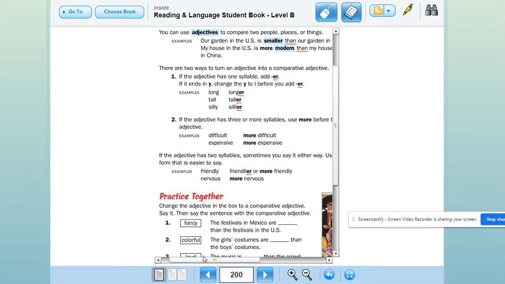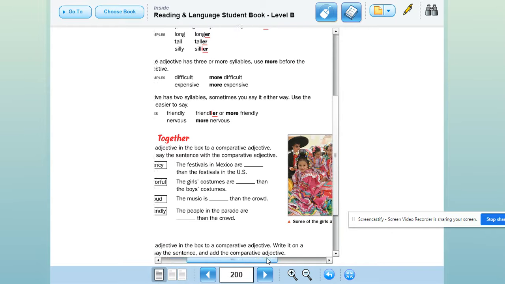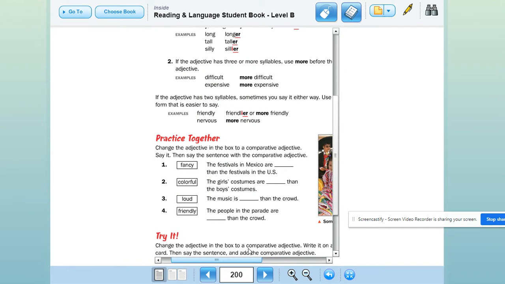Another example, nervous is two syllables. I could say more nervous. Okay? All right, so we're going to practice together. Change the adjective in the box to a comparative adjective. Say it. Then say the sentence with the comparative adjective. So if you look at the picture on the right-hand side, some of the girls are shorter than the boy. Okay? The practice is here.